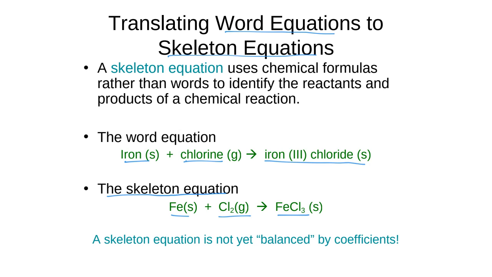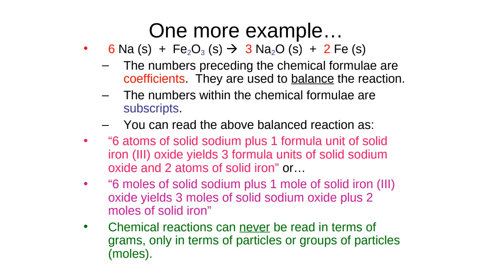What is a coefficient? Let's talk about coefficient with this example of sodium plus iron oxide, which gives us sodium oxide and solid iron. The numbers that you see in front of sodium, sodium oxide and the iron here are called coefficients. Coefficients are numbers preceding the chemical formula, and these coefficients are used to balance the reaction.